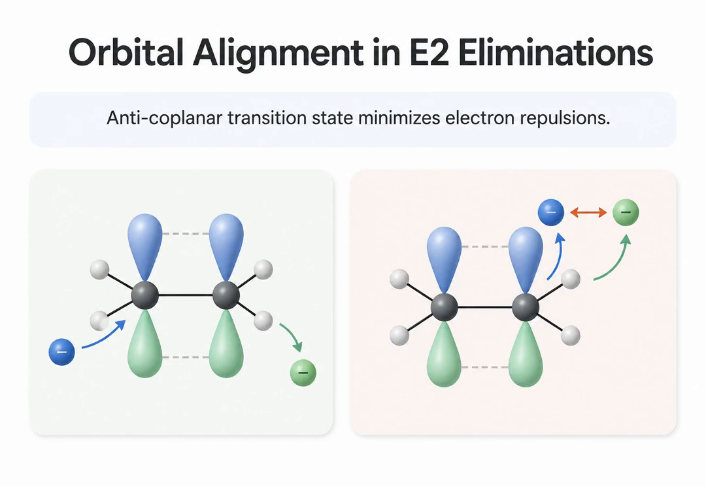Looking at the orbital overlap explains why anti-coplanar is preferred. The partial pi bond in the transition state requires the parallel alignment of 2 p orbitals. In the anti-coplanar conformation, the incoming base and the departing leaving group are on opposite sides of the molecule. They are well separated, which minimizes steric hindrance and electron repulsion. In contrast, a syn-coplanar transition state forces the electron-rich base to approach very close to the electron-rich leaving group, creating severe repulsion that makes it energetically unfavorable.